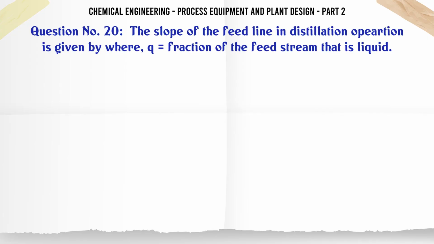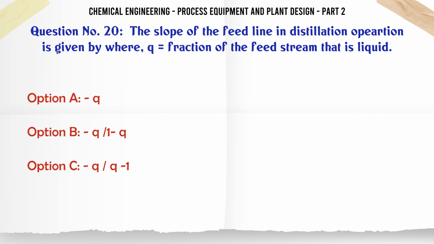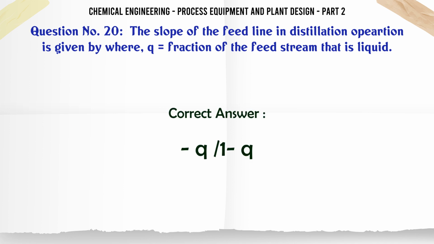The slope of the feed line in distillation operation is given by, where Q is the fraction of the feed stream that is liquid. A. Q. B. Q1Q. C. Q1. D. None of these. The correct answer is Q1Q.